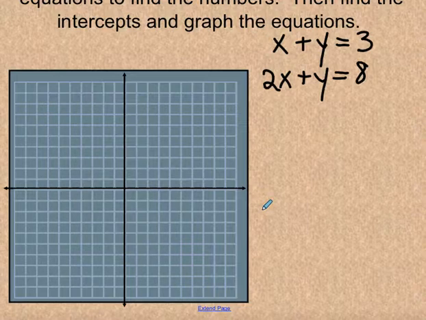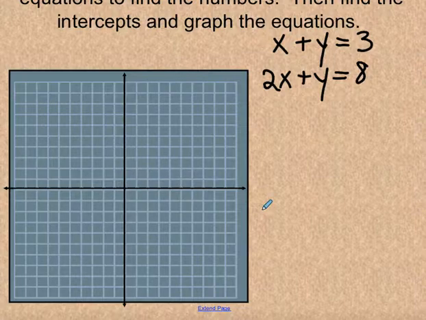Now you could sit down and say, all right, maybe the answer is 2 and 1, but it doesn't work all the time. Maybe 0 and 3, maybe -1 and 4. Okay, we could sit here and try and riddle it out, but we have another way. We can graph them. And wherever these two lines intersect, that is our solution. So let's try it out.